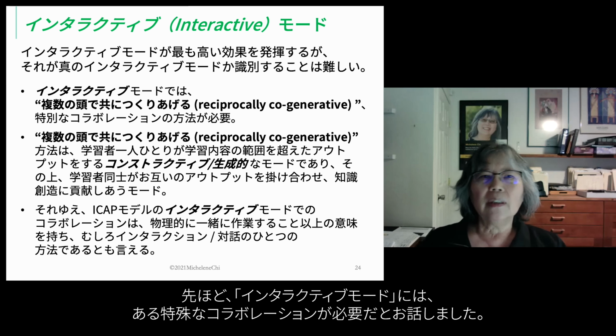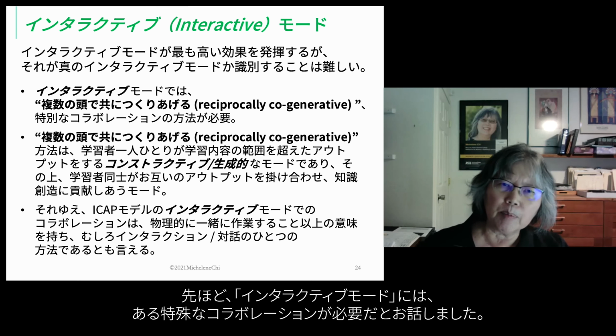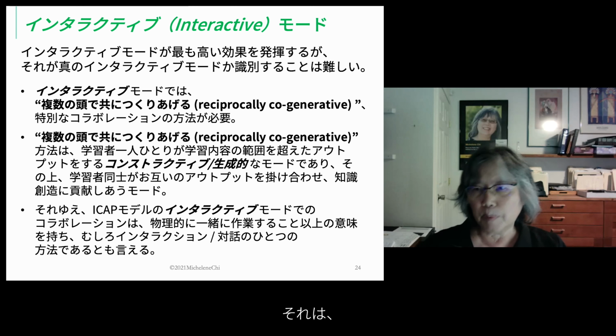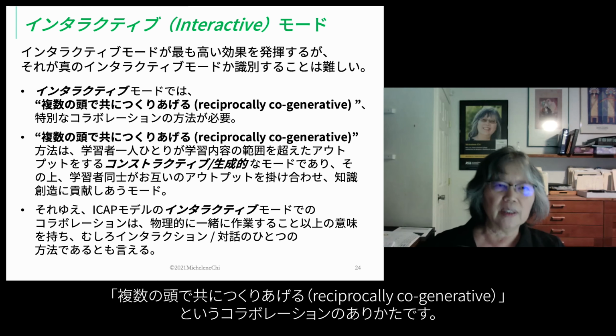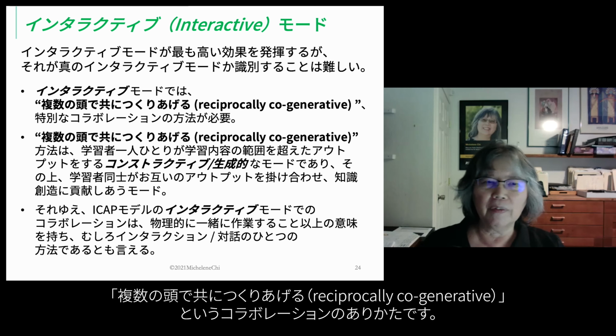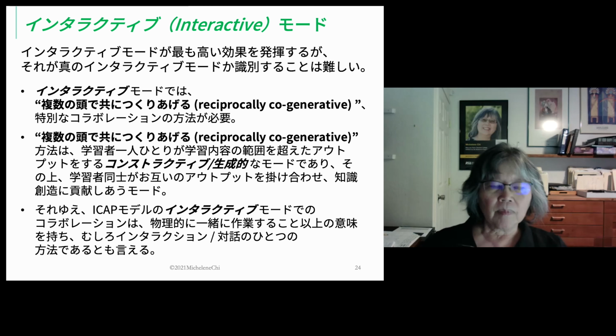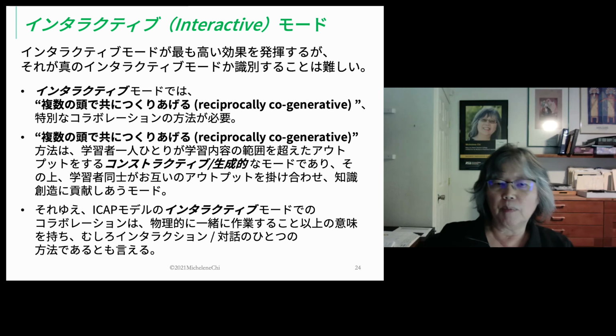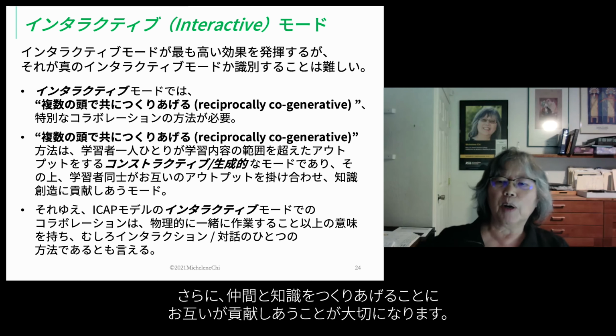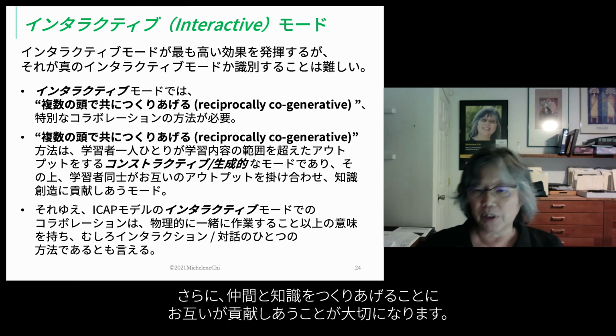So the way I've described the interactive mode requires a specific way of collaborating that we refer to as reciprocally cogenerative. So I'm just going to talk about 2 students because 3 and 4 and 5 just get complicated. So reciprocally cogenerative means that each partner must be constructive and generative beyond the information presented, but in addition, each partner must build upon the partner's contributions. I'm going to show that on the next slide with my favorite talking head.